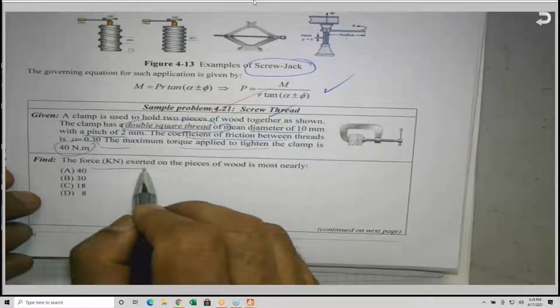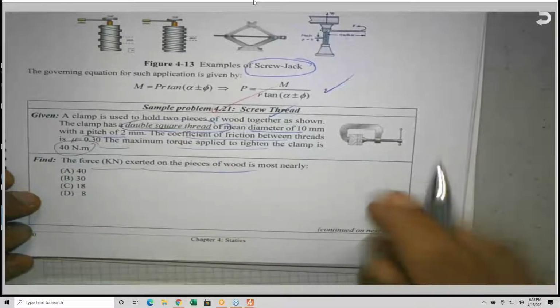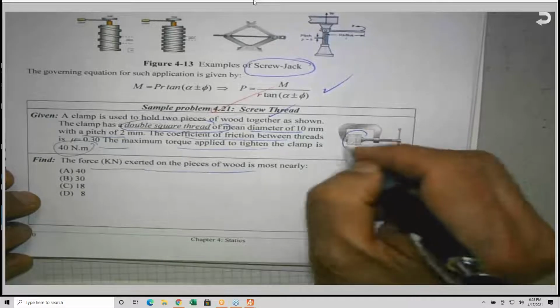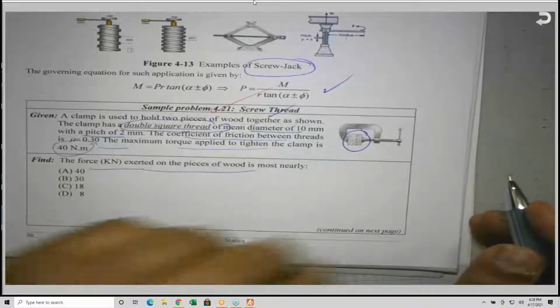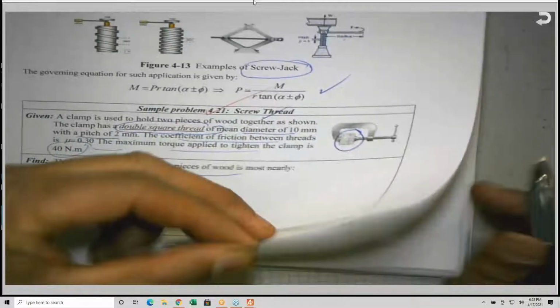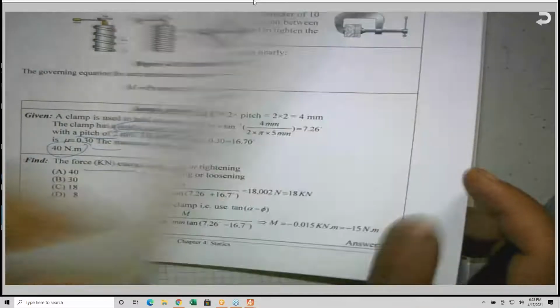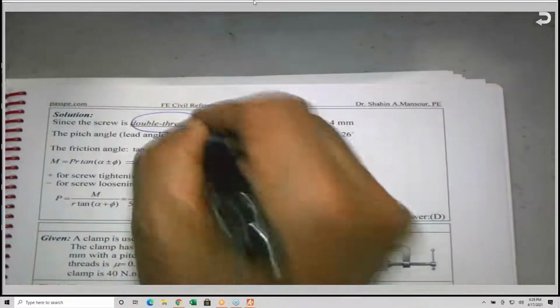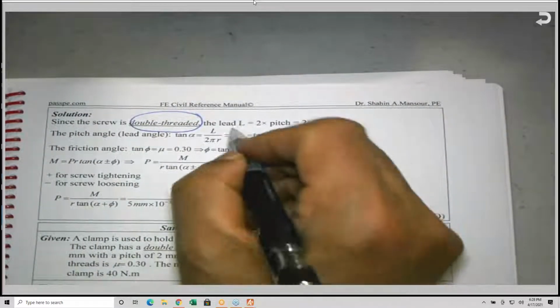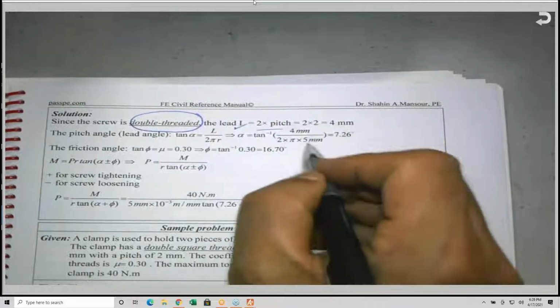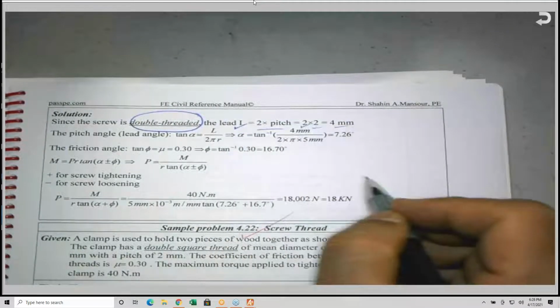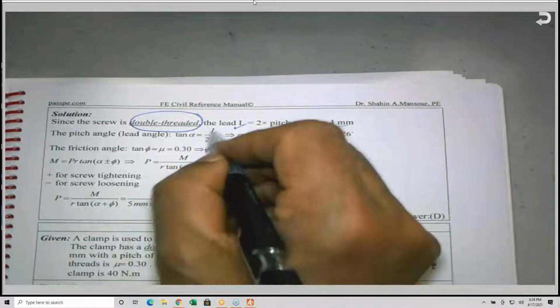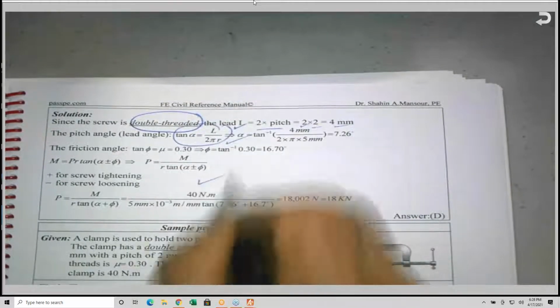So what will be the force that is exerted? I'm applying a torque, and I need to get the force that will be applied or exerted on these two blocks. If you look to the second page, you will find that. Since it is a double threaded screw, the lead is equal to the number of threads times the pitch, and this is 2 times 2, equal to 4, and the angle, the lead angle, and we apply the equation and we can get the P.